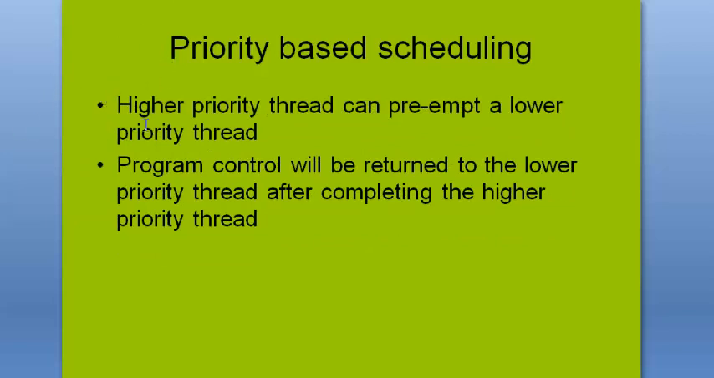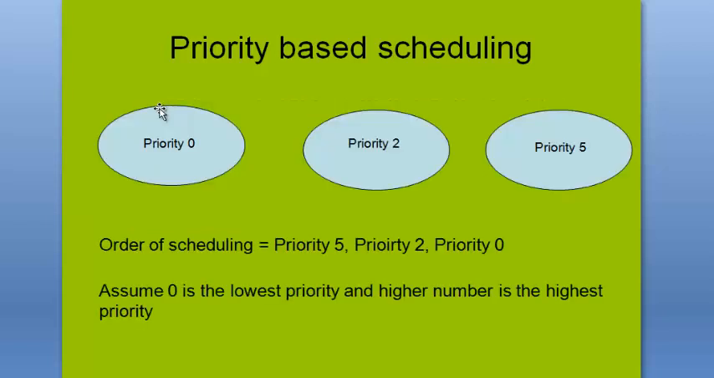As I already mentioned, a higher priority thread can preempt a lower priority thread. Program control will be returned to the lower priority thread after completing the higher priority thread. Let's take this example. We have 3 tasks, priority 0, 2 and 5. 5 is the highest, 0 is the lowest. When the scheduler schedules, it schedules the priority 5 task first, then the priority 2 task, then priority 0.